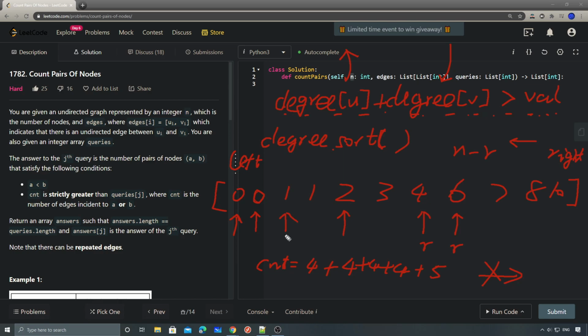As you guys can see, in this way we only need O of n time to calculate all the possible pairs for this u and v, as long as they're sorted.